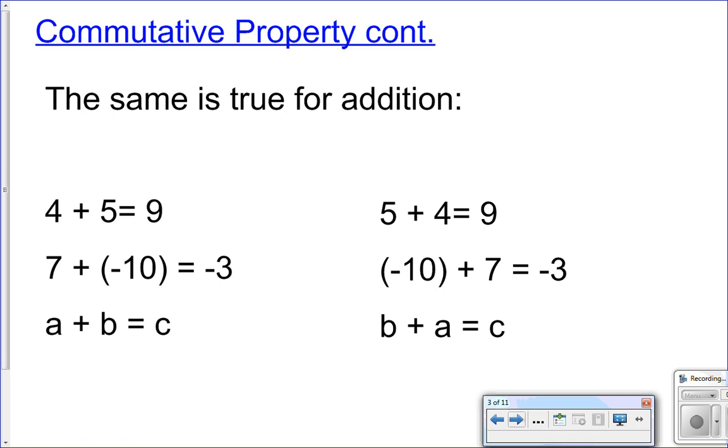The commutative property is also true for addition. 4 plus 5 equals 9, and 5 plus 4 equals 9. Again, I'm just switching the order of the numbers. 7 plus negative 10 is negative 3. Negative 10 plus 7 is negative 3. Algebraically, it's written like this. A plus B equals C, and B plus A equals C. Therefore, the commutative property of addition is A plus B equals B plus A.